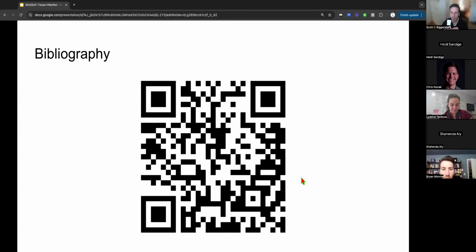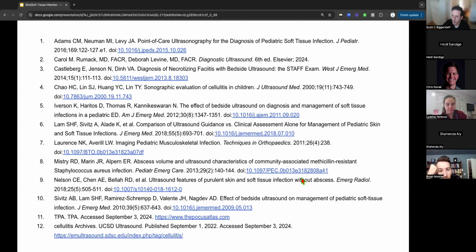But this is the one that we're going to go with, and we're just trying to maintain our plane as perpendicular to the thing we're scanning as possible. That's especially important in skin soft tissue. And then there's just a listing of the bibliography.